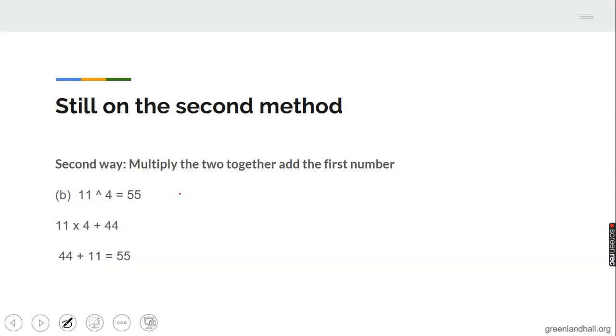Now, this second way, what you need to do is, you still get the same answer you got in the first way under the second method. But let me show you the second way. Multiply the 2 together. The 2 figures that have been given to you.